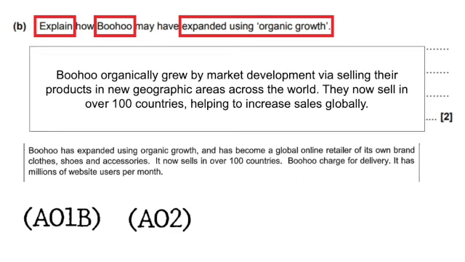So my answer is simply going to be: Boohoo organically grew by market development by selling their products in new geographic areas across the world. They now sell in over 100 countries, helping to increase sales globally. I've got my AO1B because I've shown understanding of organic growth and I've explained it. I've got my AO2 because I've talked about the 100 countries that they are now selling to.